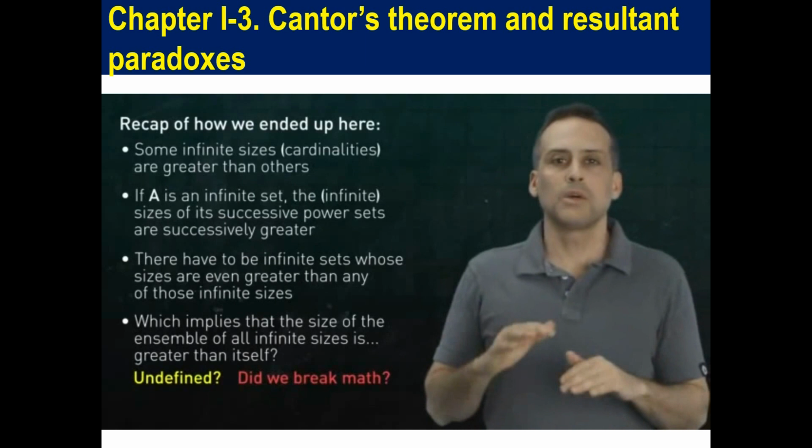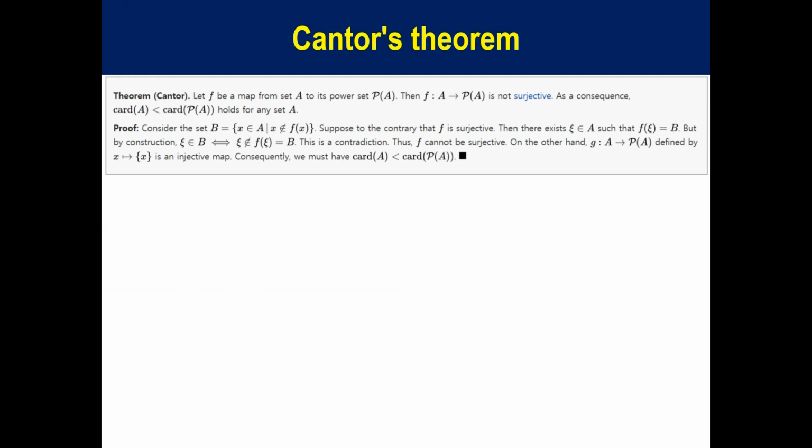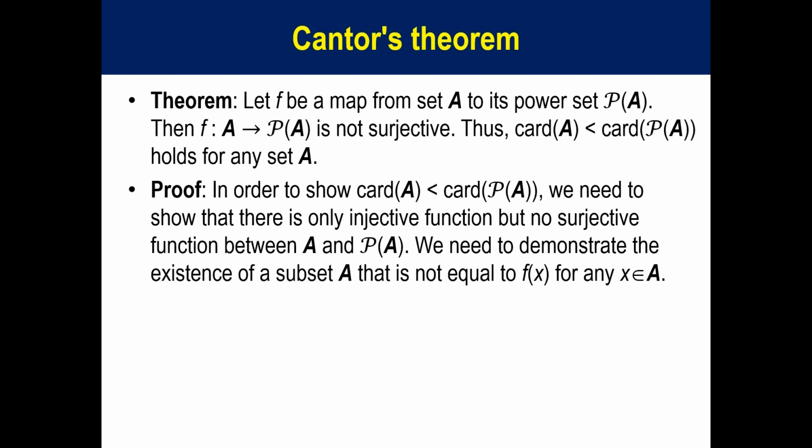You just saw that there are many paradoxes already. I'll discuss the proof of Cantor's theorem again, because this theorem is crucial in all the problems. This elegant proof is very short, with just three lines. The theorem is: let f be a map from set A to its power set P(A). Then f mapping A to P(A) is not surjective. Thus, card A being smaller than card P(A) holds true for any set A.